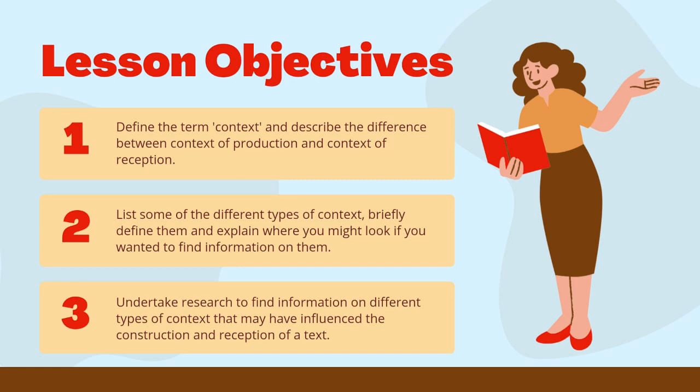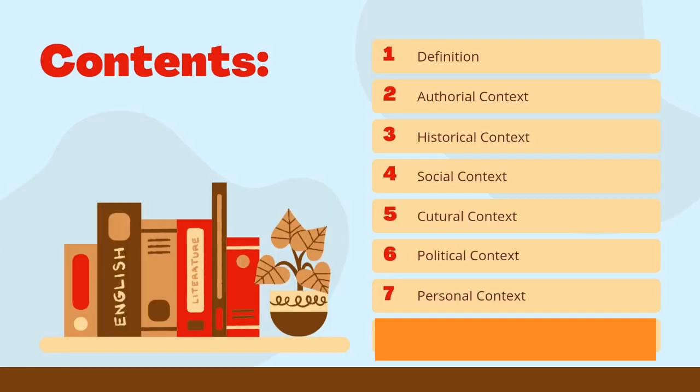Second, list some of the different types of context, briefly define them and explain where you might look if you wanted to find information on them. Third, undertake research to find information on different types of context that may have influenced the construction and reception of a text. Here's the list of what we are going to study today.